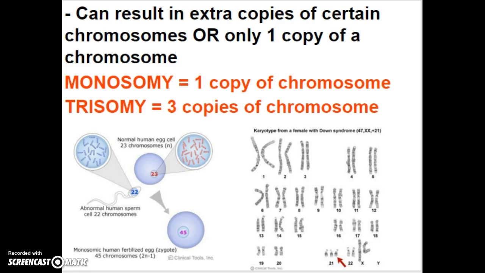You can't split up 45 in an even way. So some cells are going to have some extra chromosomes, some not enough.